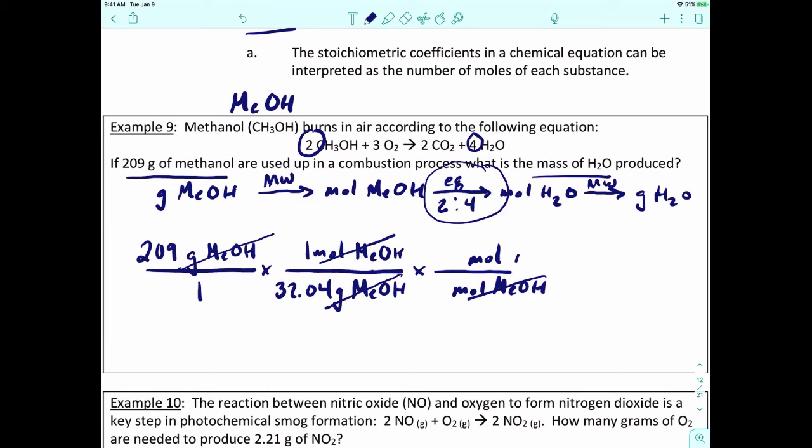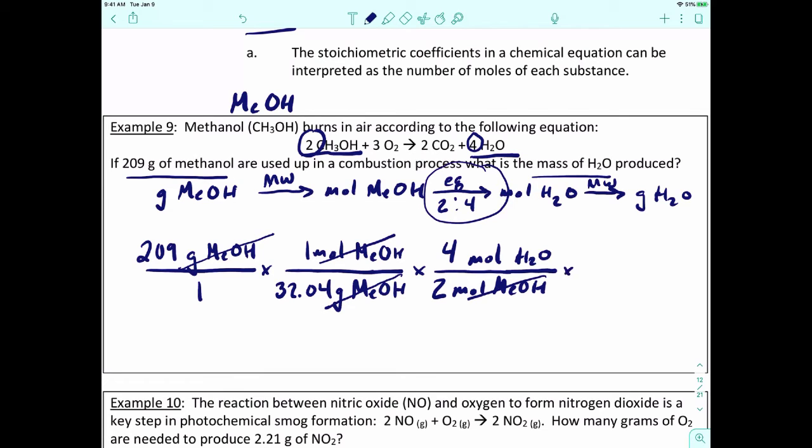And I'm going to put moles of water on the top of that fraction. According to the chemical equation, you've got 2 moles of methanol for 4 moles of water. So those are the numbers I'm going to put: 2 on the bottom, 4 on top. All right, so unit-wise, now we're in moles of water.